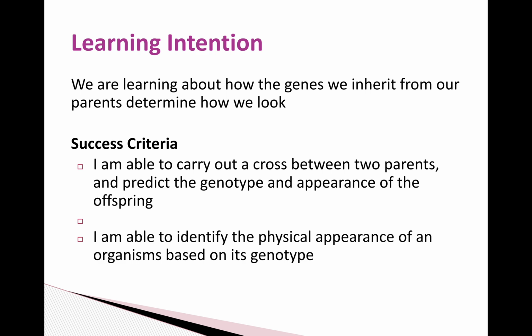We're looking at the National 4 Unit 2 topic, genetic information. Today we'll learn about how the genes we inherit from our parents determine how we look. At the end of this, you should be able to carry out a cross between two parents and then predict what we call the genotype, i.e. the genes inherited, and therefore the appearance of the offspring of the two parents.